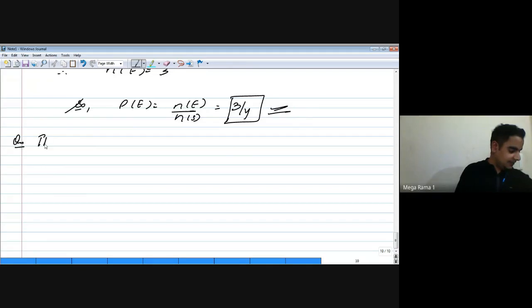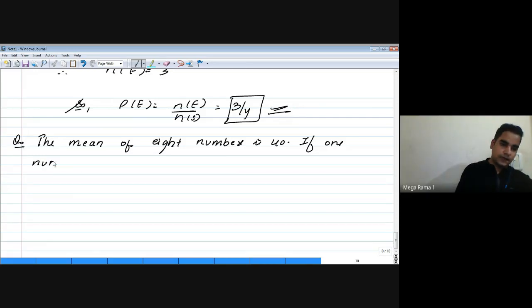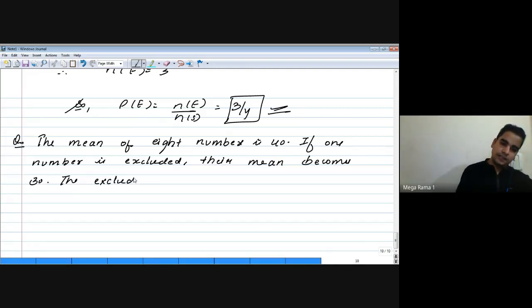Okay. So the mean of 8 numbers is 40. If one number is excluded, their mean becomes 30. The excluded number is, try it.